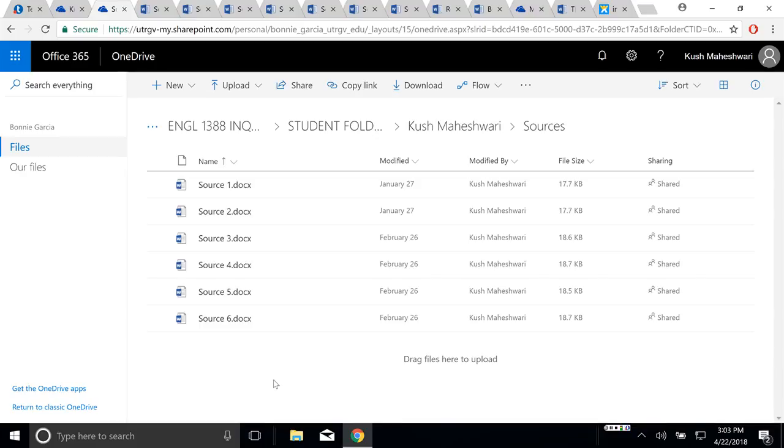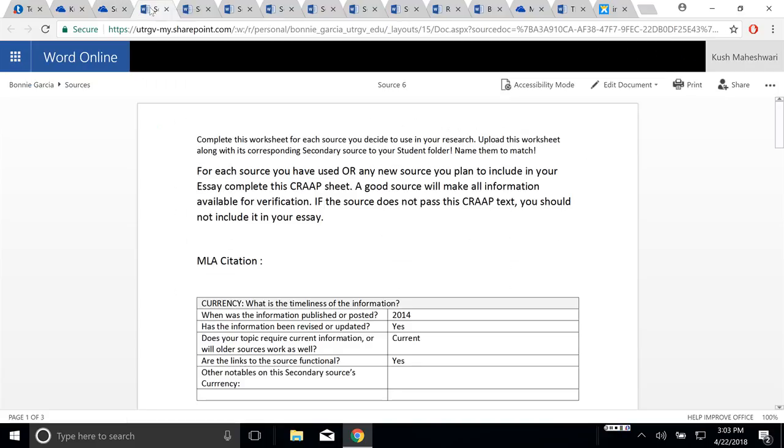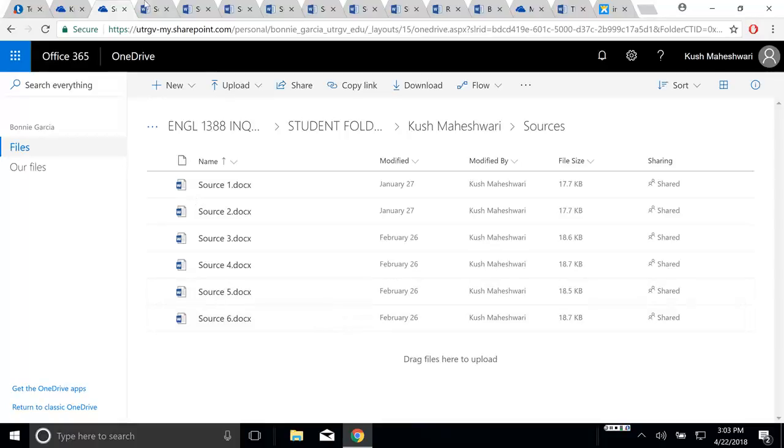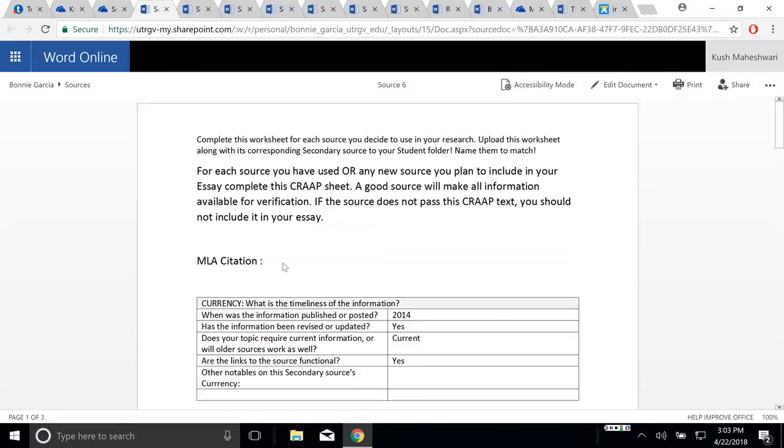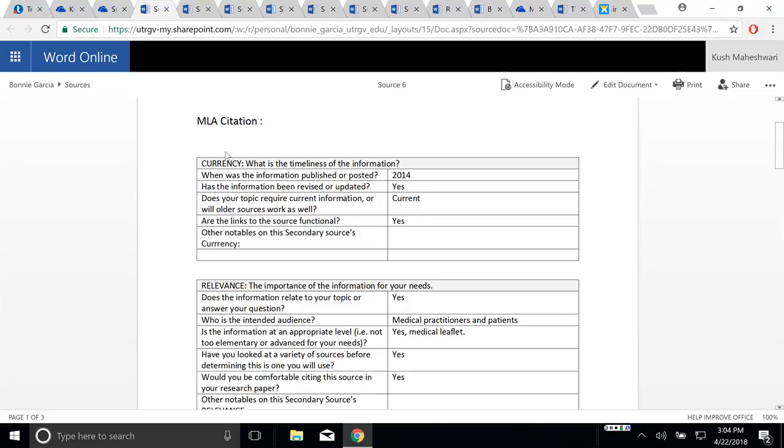And so kind of what we did in this class to facilitate the process a little bit is something called the CRAP sheet. So the CRAP sheet, let me pull up an example here. Okay, so this is an example of the CRAP sheet. And as you can see, I considered 6 sources. And for each one, the CRAP acronym actually stands for different subtitles.